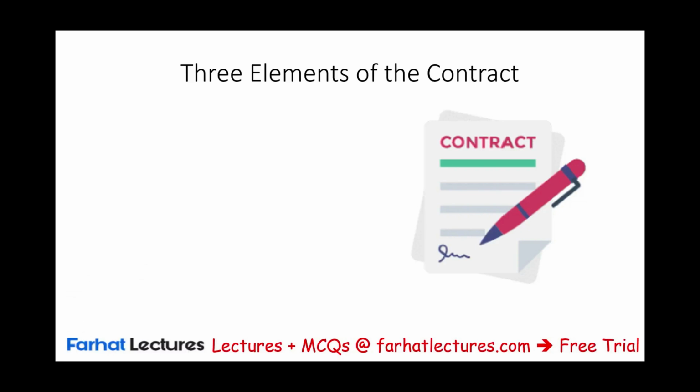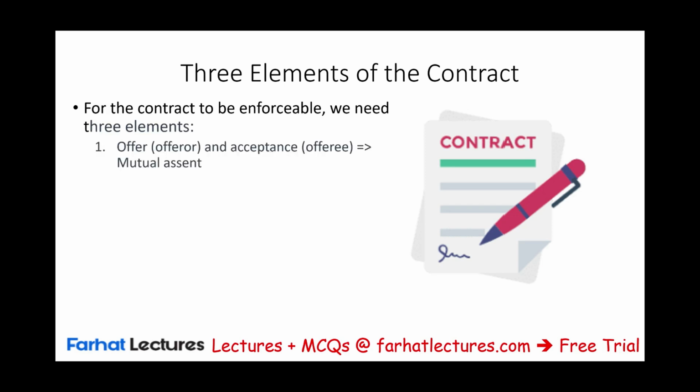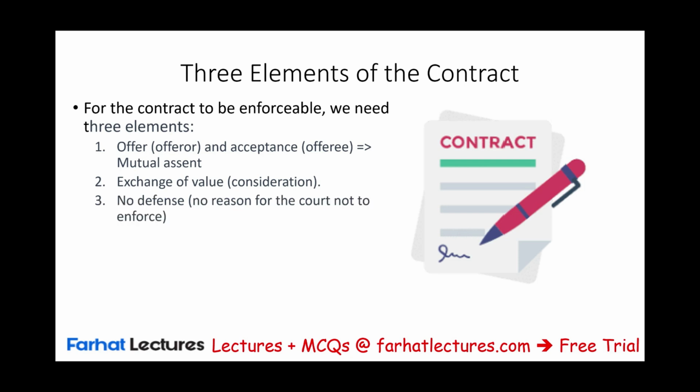Hello and welcome to this session in which we will keep discussing the elements of a contract. To have a valid enforceable contract, we need three elements: an offer and acceptance, which is a mutual assent between two parties, an exchange of value or consideration between the two parties, and no defense, no reason for the court not to enforce this contract.